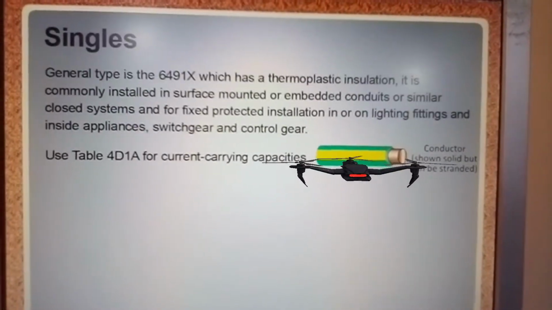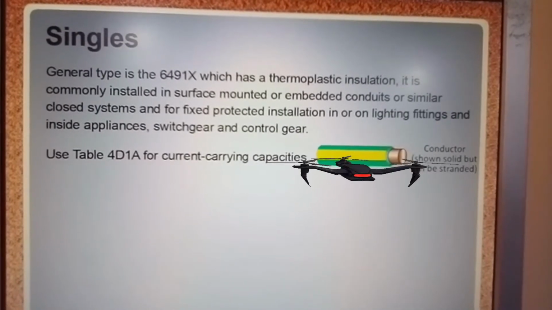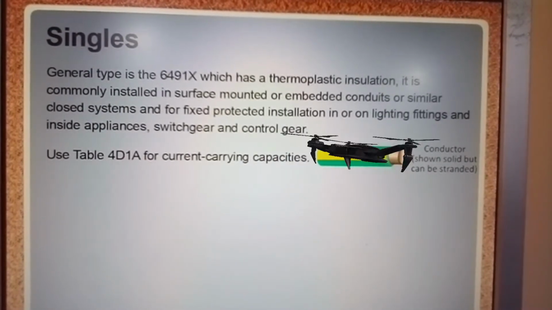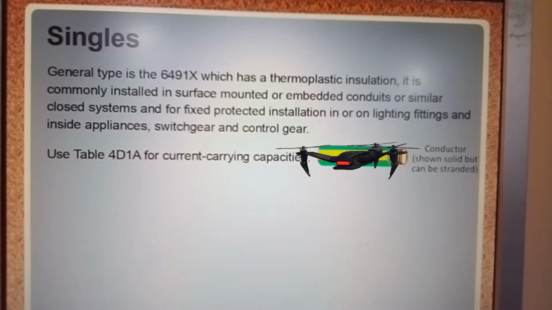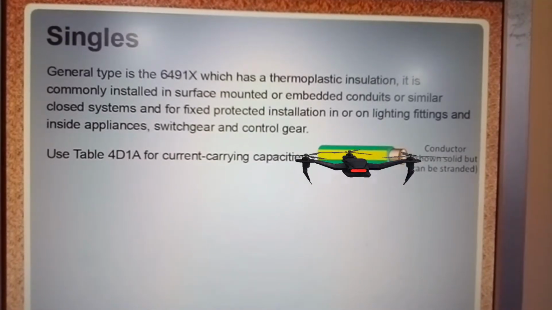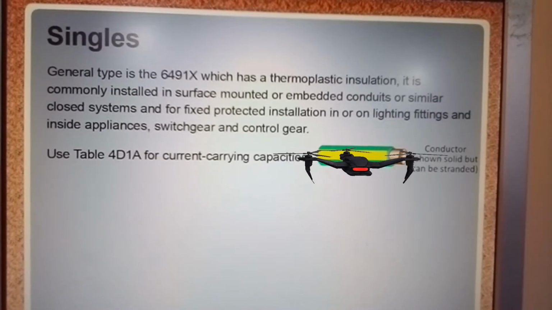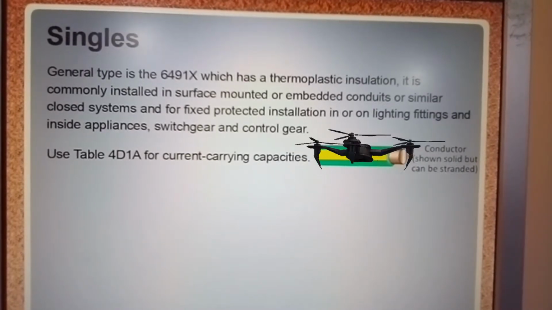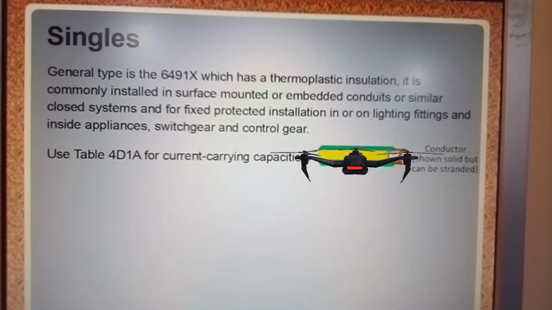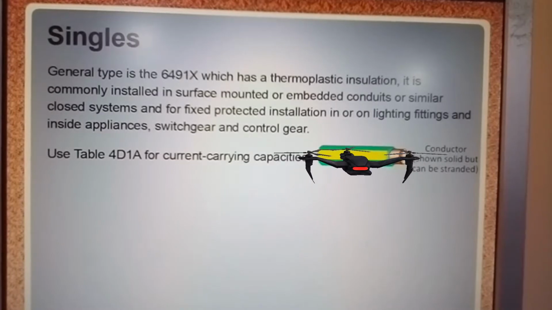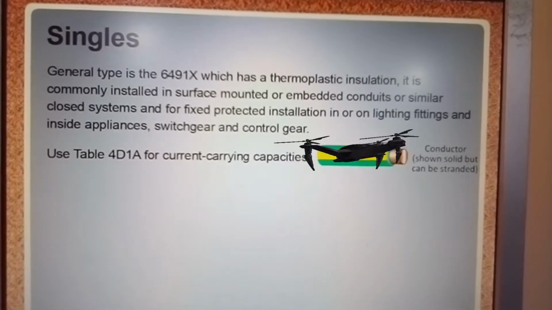Now, a single general type is the 6491X, which has a thermoplastic insulation. It is commonly installed in surface-mounted or embedded conduits or similar closed systems, and for fixed protected installation in or on lighting fittings and inside appliances, switchgear and control gear. Use table 4D1A for current carrying capacities.